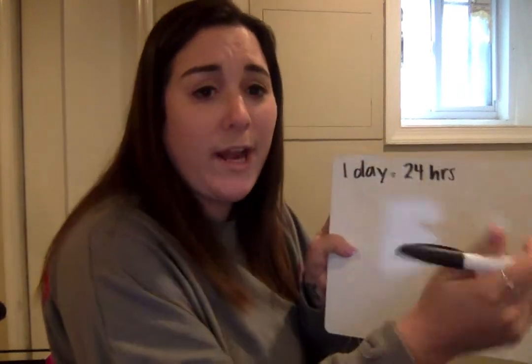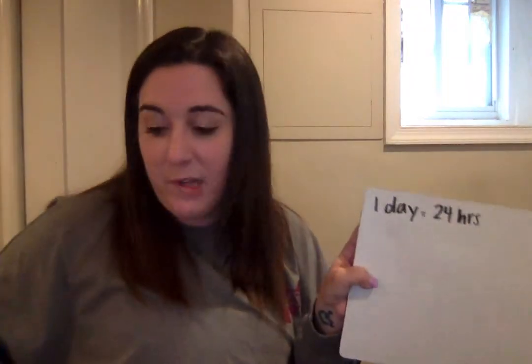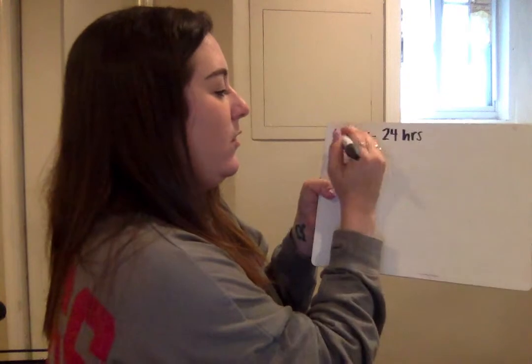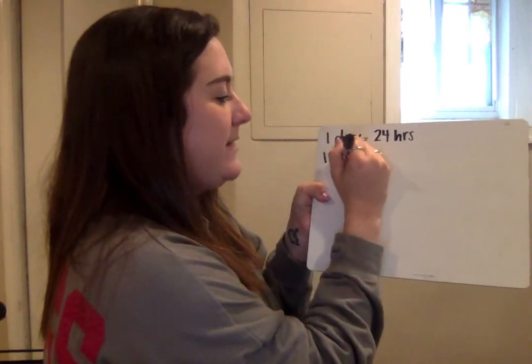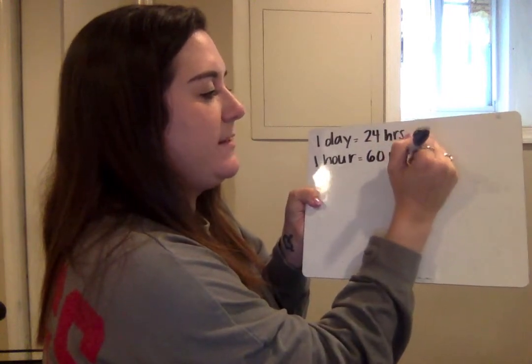So I know that in one day there are 24 hours. I'm just going to write down a list of things I know, if you want to write this down. When I was solving this problem first, I actually did write all this down. I have a lot of my work here at the bottom of my other whiteboard. So one day equals 24 hours. I also know that in 1 hour, because I'm talking about minutes, there are 60 minutes.